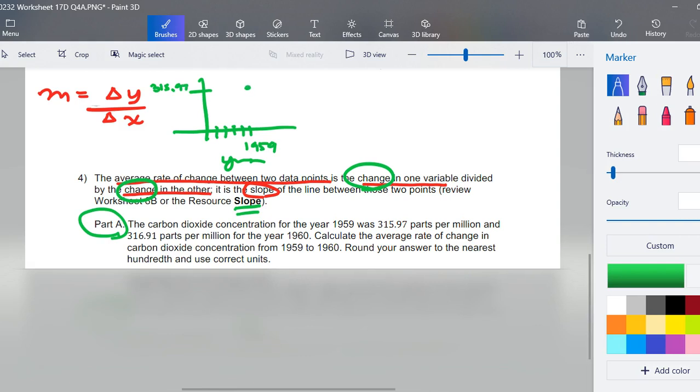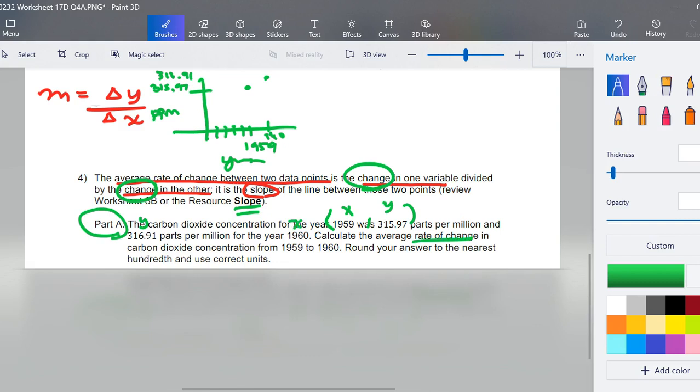Would that dot make sense? Parts per million. Well, let's see if it does. And if so, this would be an X and a Y. And then we had, for the year 1960, 316.91 parts per million. So this would be another Y, and here would be an X.